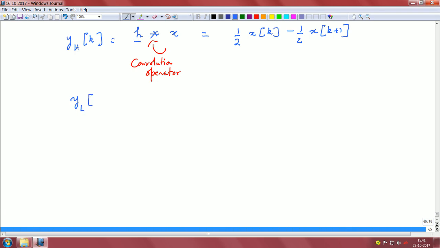Similarly, we have y_l of k, the filter L convolved with x, and it symmetrically follows, it is 1/2 x_k plus 1/2 x_{k+1}.